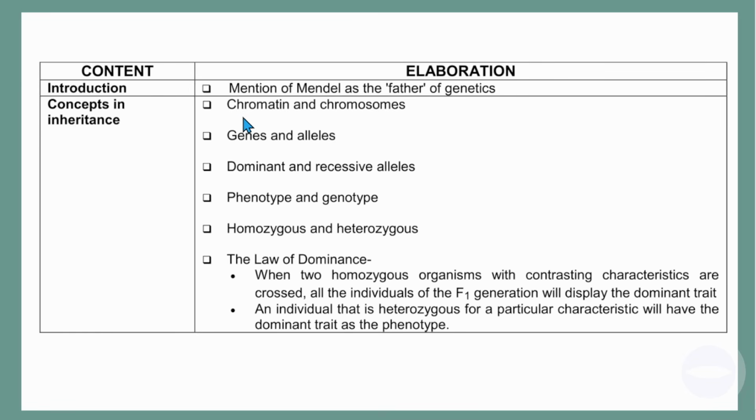We must understand the chromatin and the chromosome. We must understand genes and alleles, and then dominant and recessive alleles, and we must understand phenotype and genotype, homozygous and heterozygous. We will also explain the law of dominance. These are the content for this video.